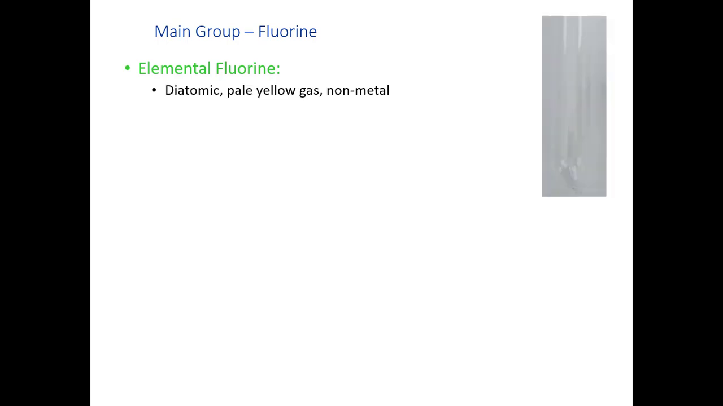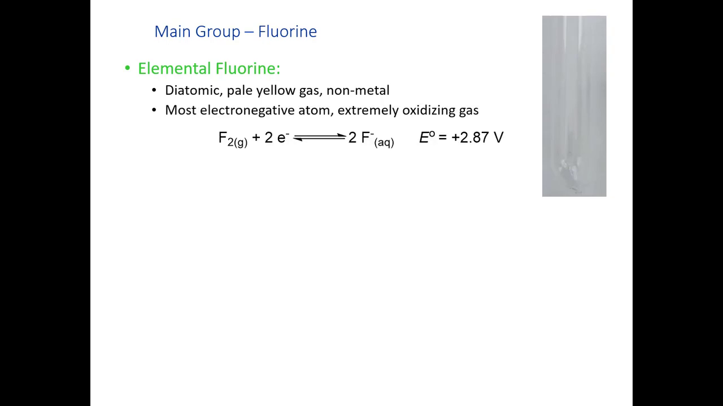The second last group we will look at is the halogens, or group 17, but we will address fluorine separately because it is quite the outlier when compared to the rest of the group. Fluorine, in its elemental form, is a pale yellow diatomic gas. Fluorine is the most electronegative element in the periodic table, and elemental fluorine is one of the strongest oxidants known.